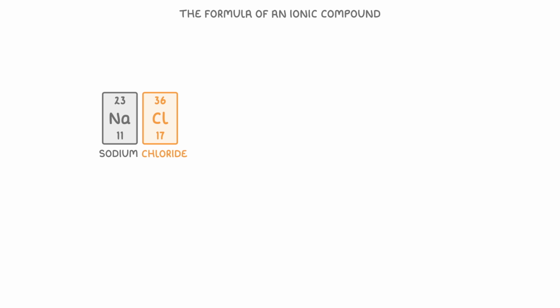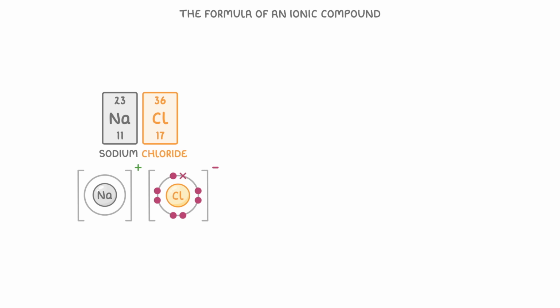The last thing we need to look at is how to determine the formula of an ionic compound. When we looked at sodium chloride earlier, we saw that the sodium had a 1 plus charge, and the chloride had a 1 minus charge. So to balance each other out and become neutral when they combined, we just needed one of each. And so the formula would be NaCl.